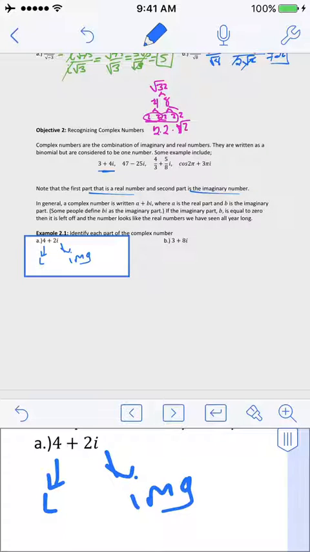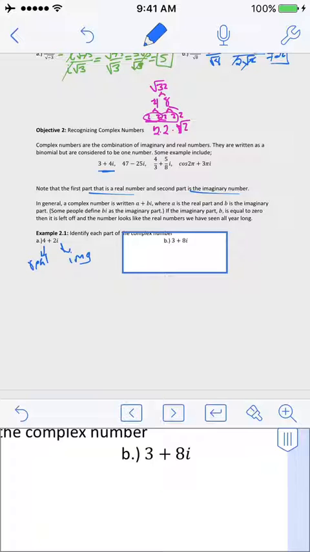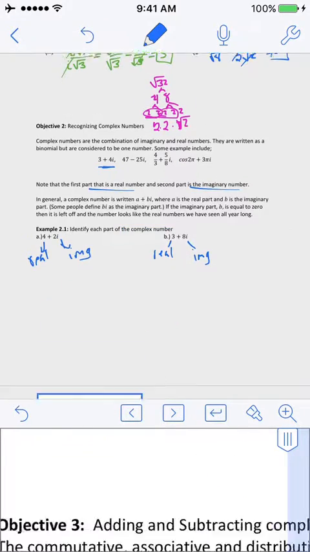Whoops. That would be the real part, right? Real, you can put on a number line. 2i, you cannot put on a number line. Over here, this would be the real part, and this would be the imaginary part. Cool. Hopefully that's pretty straightforward.